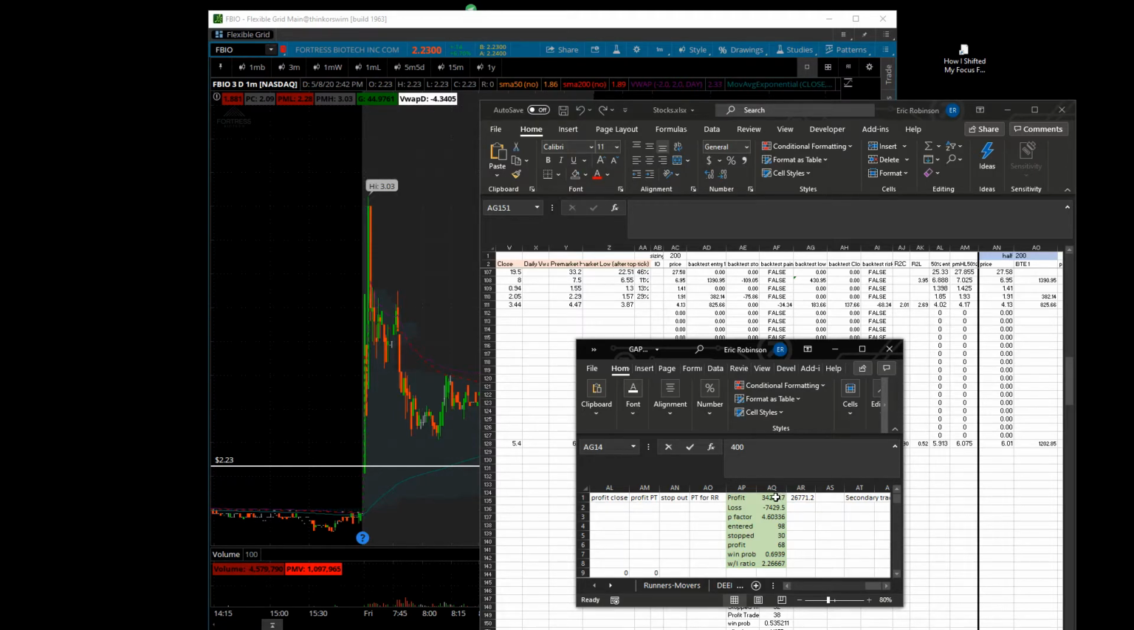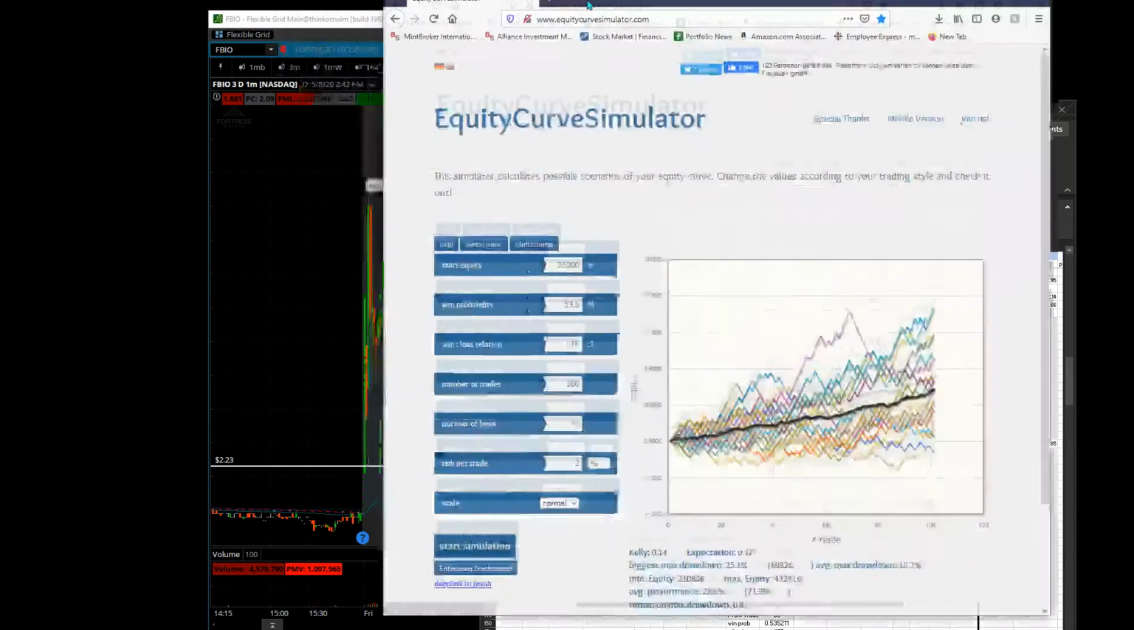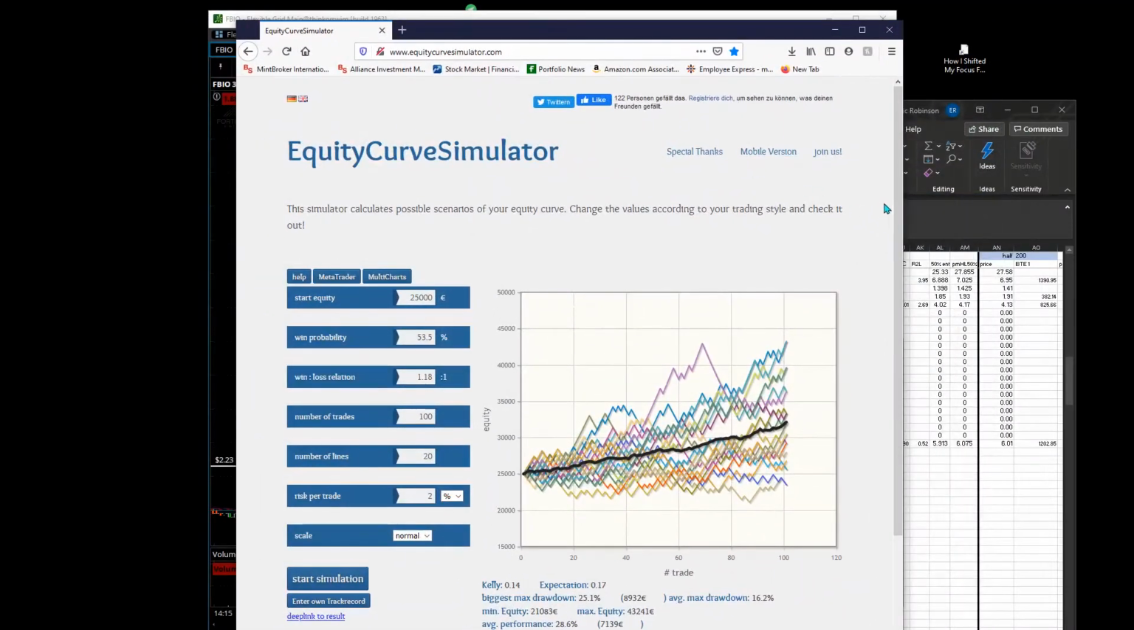So over 5 months, I think I have this risk anywhere from 200 to 400 or so, depending. So here you have the win-loss. We could put it in this equity curve simulator, and you can see.